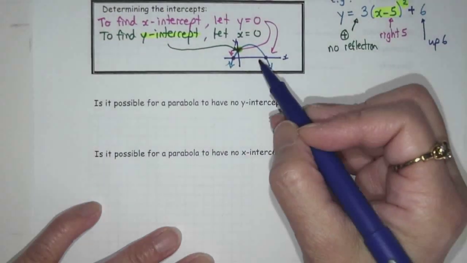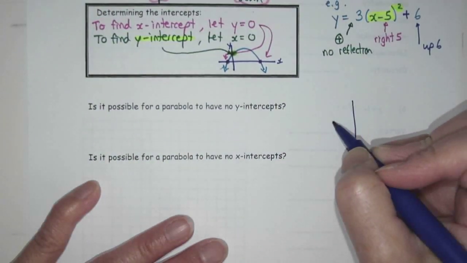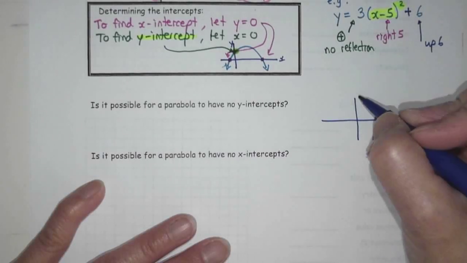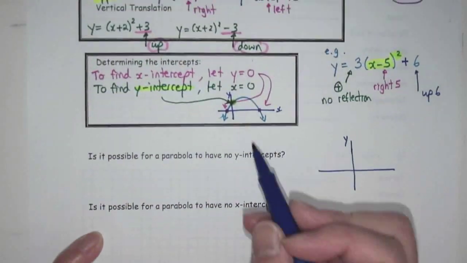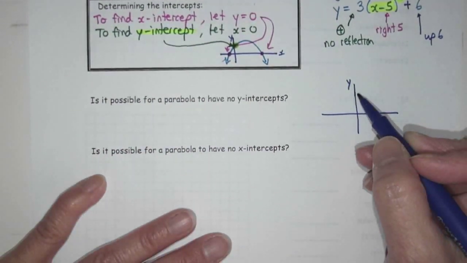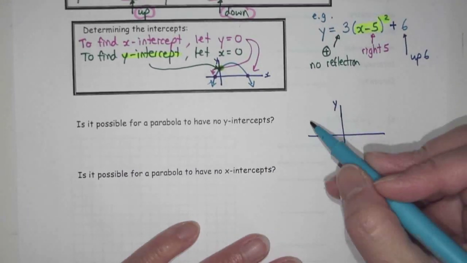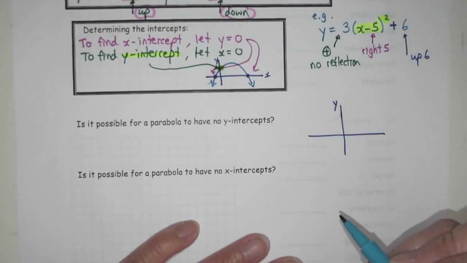So think about what I just drew here. If I have a parabola, I would like to draw a parabola that does not have a y-intercept. So remember, that's what I just said. I don't want it touching the y-axis. Is there any way you can draw a parabola so it does not touch the y-axis?